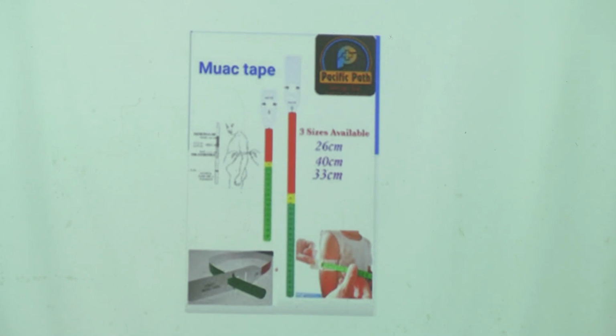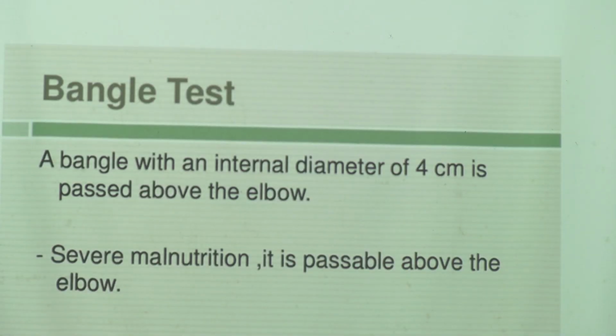Yellow could be a warning sign. Green is the child is okay, right? So that's called a Shakir's tape or mid-arm circumference tape. Next, then you have the bangle test.